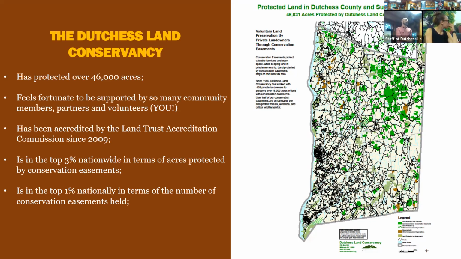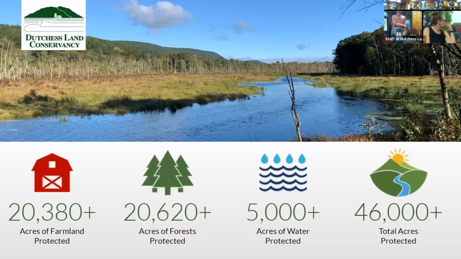We feel very fortunate to be supported by everyone who supports us, including everyone here tonight and on Zoom. We're accredited by the Land Trust Accreditation. We're in the top 3% nationwide in terms of acres protected by conservation easements, and the top 1% nationally of the number of easements held. So pretty proud of all those numbers. And what that boils down to, I put the stream there because it's the downstream effects side. So 46,000 acres, what does that mean?